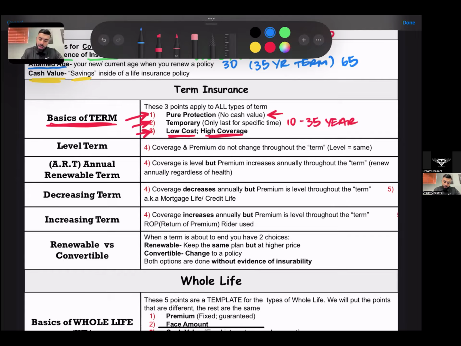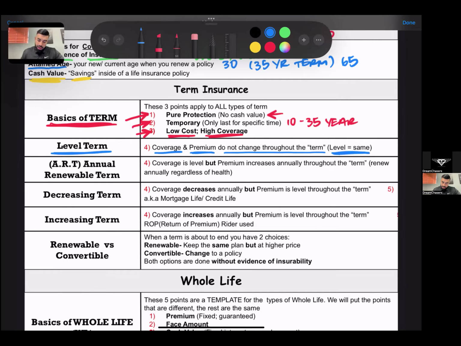Okay. Now, first type of term policy is what is known as a level term. So level term is where the coverage and the premium do not change throughout the lifetime of the term. Okay, so if it's 10 years, the coverage and the premium are going to stay the same. If it's 35 years, the coverage and the premium are going to stay the same. So level just means that it's going to stay absolutely the same.